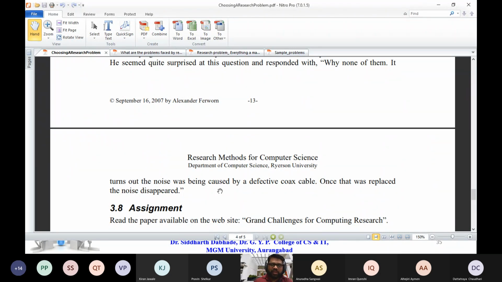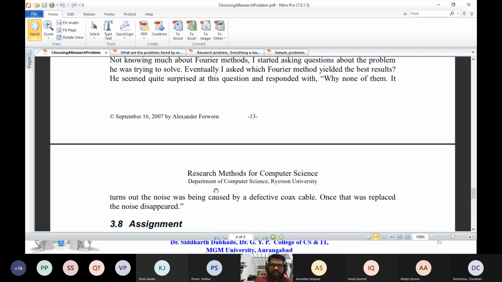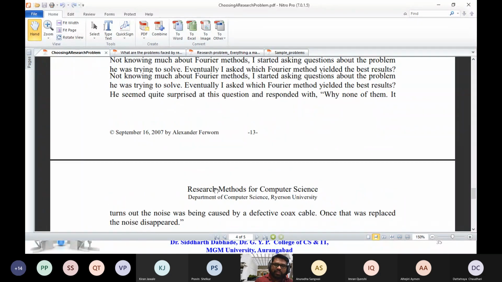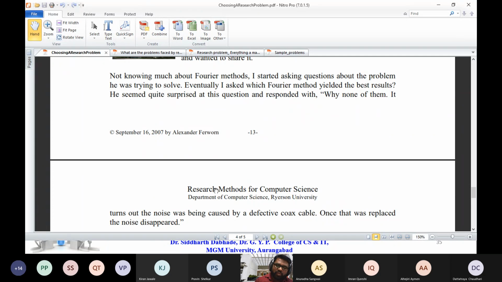Are you able to understand what the problem was? The problem was only in the coaxial cable, but the researcher tried to solve that problem with the help of so many Fourier methods, and he was not able to solve it at all. Once he replaced that coaxial cable, the problem was solved.